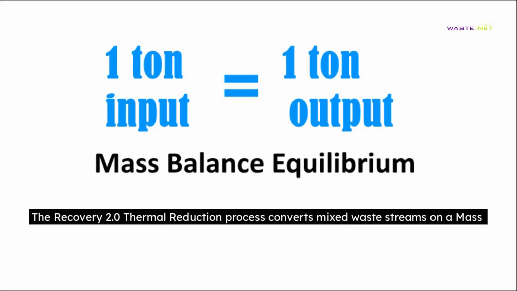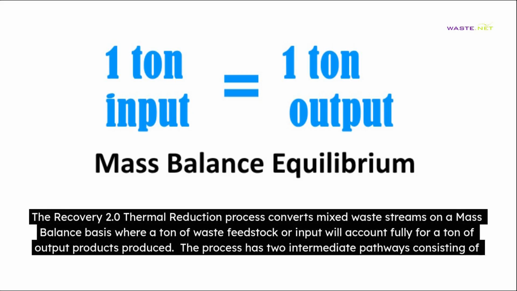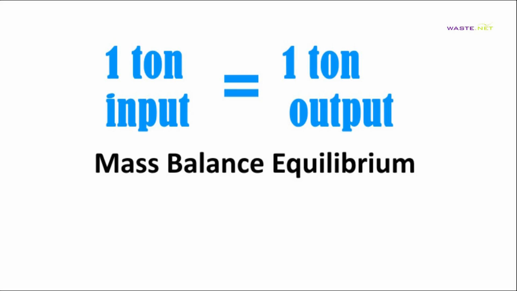The Recovery 2.0 thermal reduction process converts mixed waste streams on a mass balance basis where a ton of waste feedstock or input will account fully for a ton of output products produced. The process has two intermediate pathways consisting of solid and gaseous phase fractions.